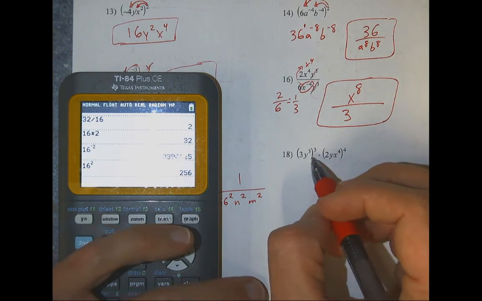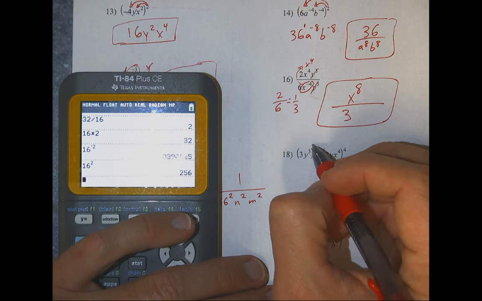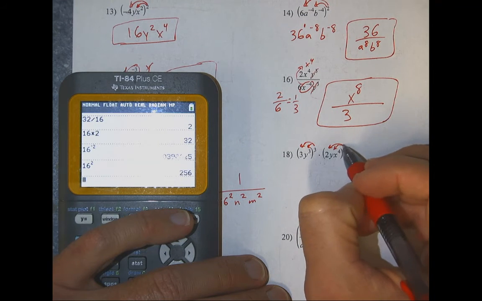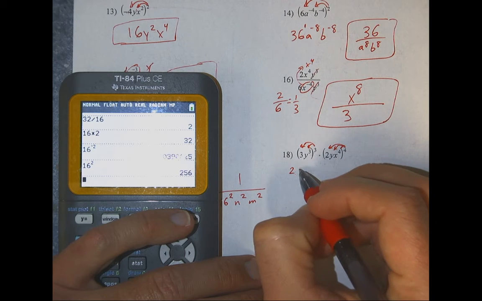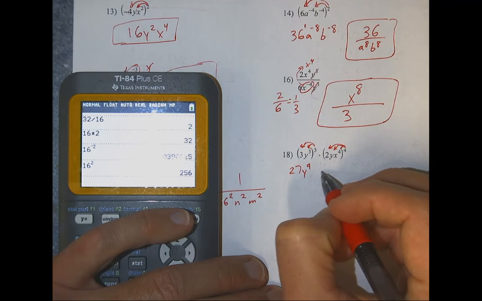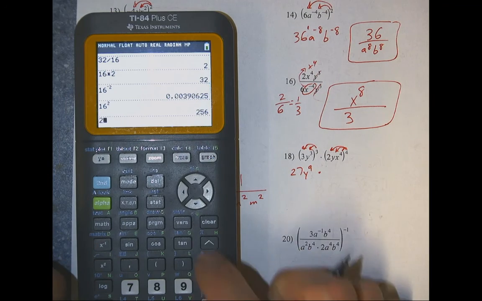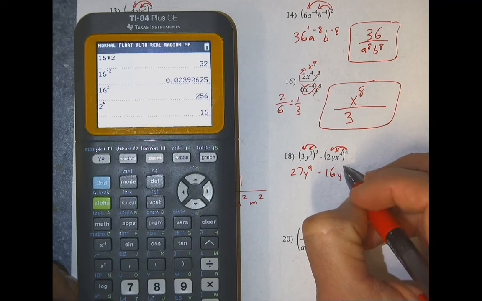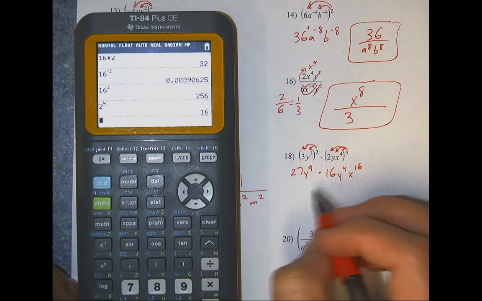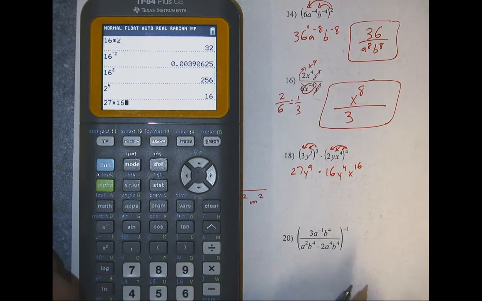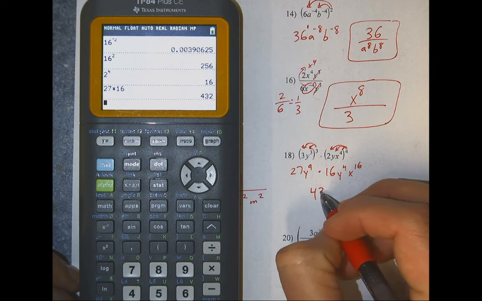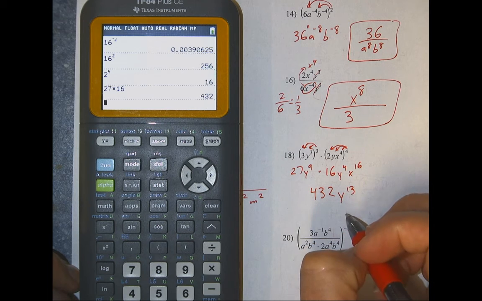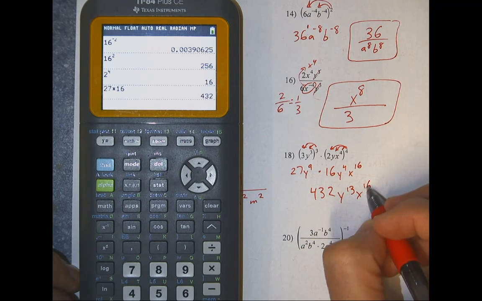All right, 18. Since both of these have exponents, I think the easiest thing to do is to simplify both of them before you start trying to multiply. So 3 to the third is 27, and this is y to the ninth. 2 to the fourth is 16. Bring the 4 to everything. So y to the fourth, x to the 16. Now you can go ahead and combine, multiply the coefficients. It's 432. Combine your y's, that's 13. And that's the only x, so it's 16.